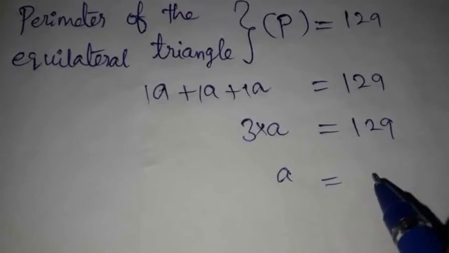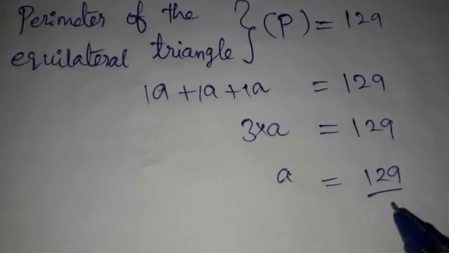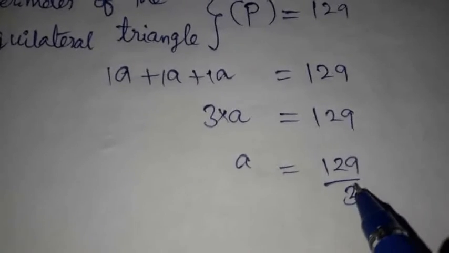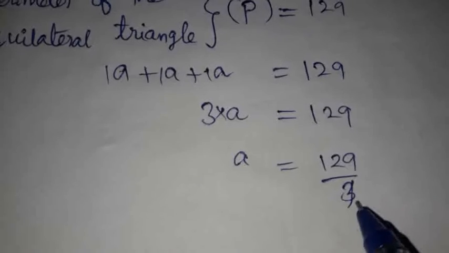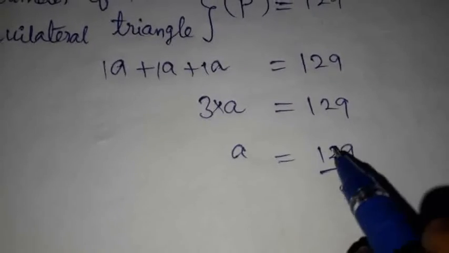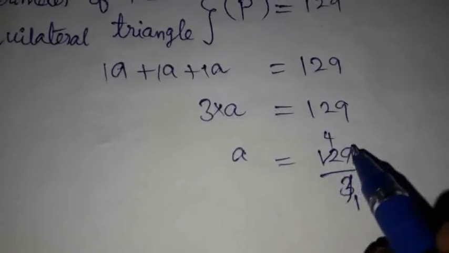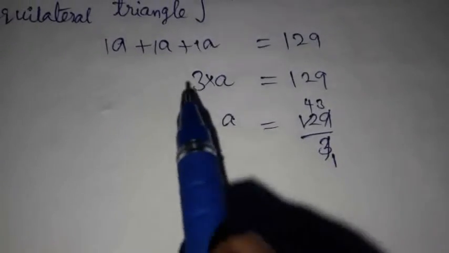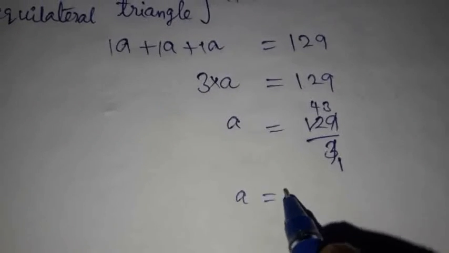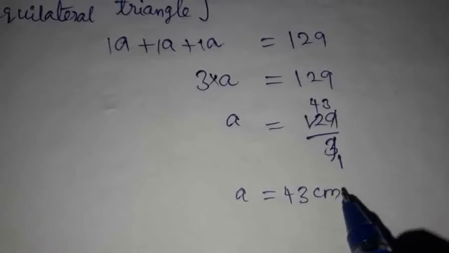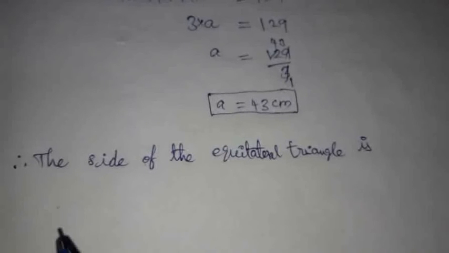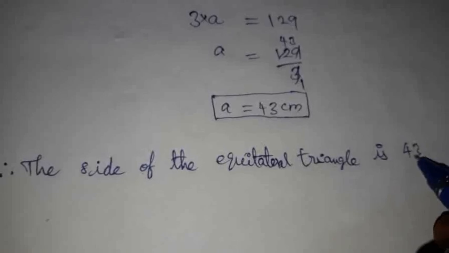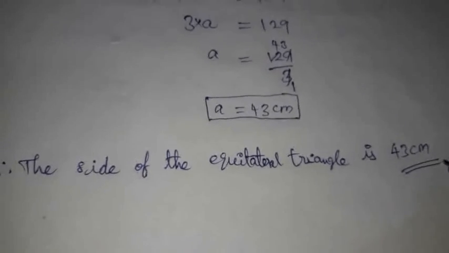A equal to 129 divided by 3. Next you have to divide this in any table. Let us use the third table. 1 3 is 3. 4 3s are 12. 3 3s are 9. So the side of an equilateral triangle is A equal to 43 centimeter. Therefore the side of the equilateral triangle is 43 centimeter. This is the answer for this question.